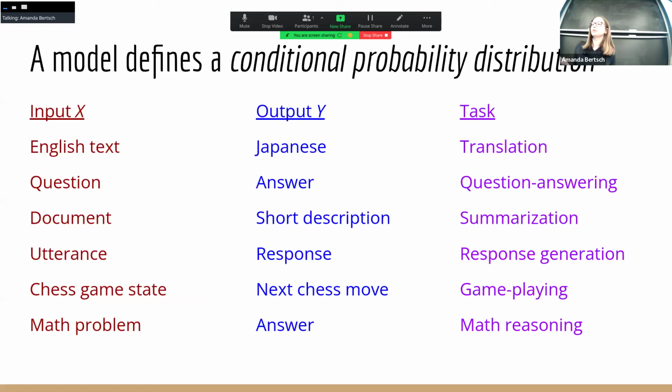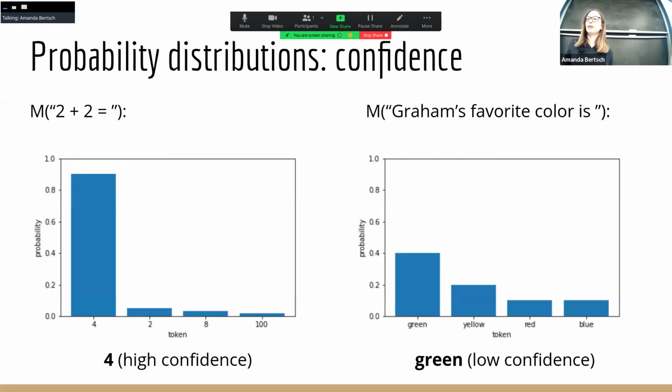But this turns out to be okay because you can use a conditional probability distribution to do pretty much any task that we're interested in in NLP. By changing what you consider your input X and your output Y to be, you can get outputs from this model for things like translation, summarization, and reasoning tasks. But there are both good and bad things about your model being a probability distribution instead of just an oracle that gives you a single answer for every input.